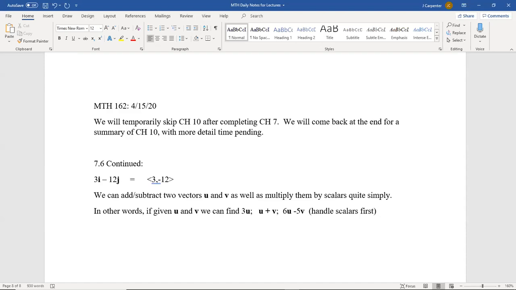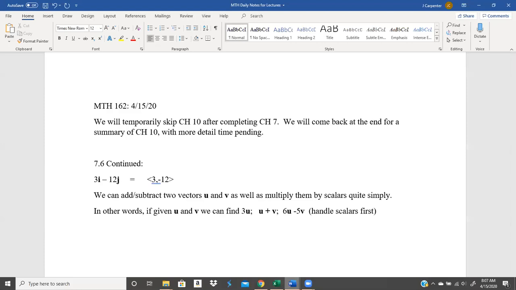Remember, a scalar is just a constant. It's a 3, it's a 5, it's a negative 17. So when I say handle the scalars first, what I'm talking about is the 3, the 6, and the negative 5 in those examples. So you would be distributing a 3 to the components of the vector u, or distributing 6 to the components of the vector u, and distributing a negative 5 to the components of vector v. There is really no complicated math anywhere in this. This is just normal arithmetic and basic algebra. So let's try it out.